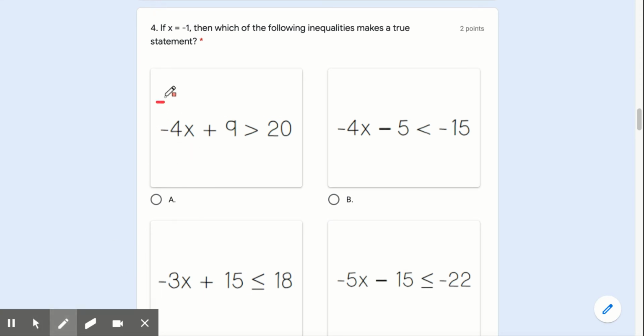So that means you'll put in -4 times a -1. Remember, when two numbers are next to each other like that, that's multiplication, plus 9. So you can put that right in your calculator, and you have to see if that is greater than 20. If it's not, go on and try to do the next one. But remember, you have to plug in a -1, so you have to times it by that first number and then do whatever the second part says to see if it makes the inequality true. Okay?